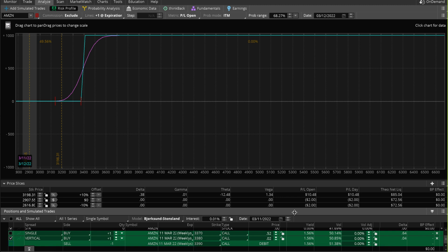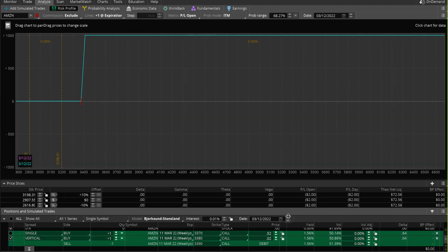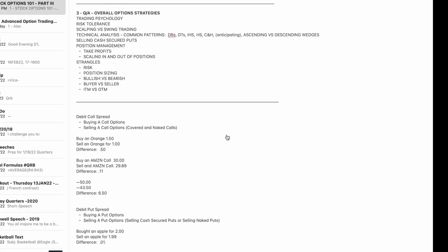our profits will still be 500% plus. And at this point, the stock price still would not have been in the money. However, on the 12th, of course, our vertical spread would be worthless because the price would not have been high enough.